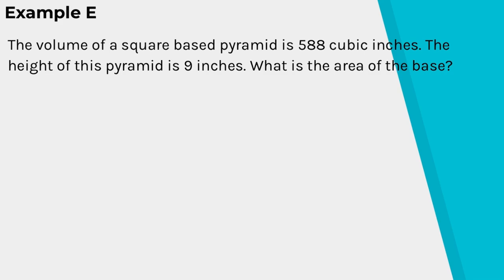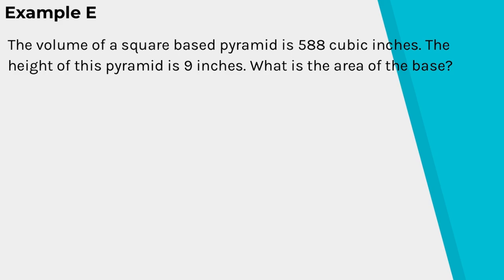So here in example E, things get kicked up a little bit of a notch. So it says the volume of a square base pyramid is 588 cubic inches. The height of this pyramid is 9 inches. What is the area of the base? So in all the other examples we've had so far, we've had to identify either the volume or the surface area. We were given the other parts of the formula. In this case, that's not what's happening. We have to find pieces from the missing formula when we've been given the volume in this case.